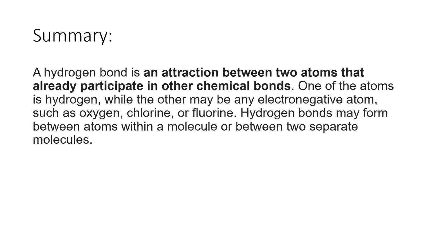Let's go to the summary. A hydrogen bond is an attraction between two atoms that already participate in other chemical bonds, like covalent bonds. One of the atoms is hydrogen, while the other may be an electronegative atom like fluorine, oxygen, and nitrogen. Hydrogen bonds may form between atoms within a molecule or between two separate molecules.